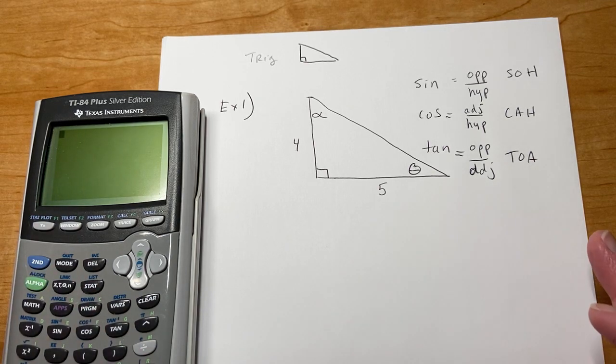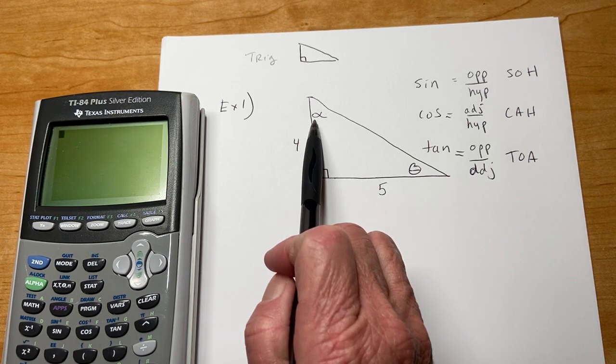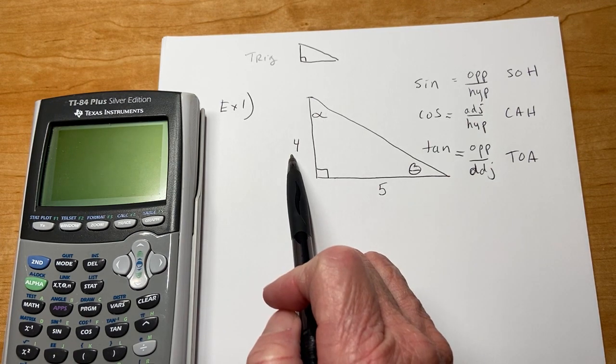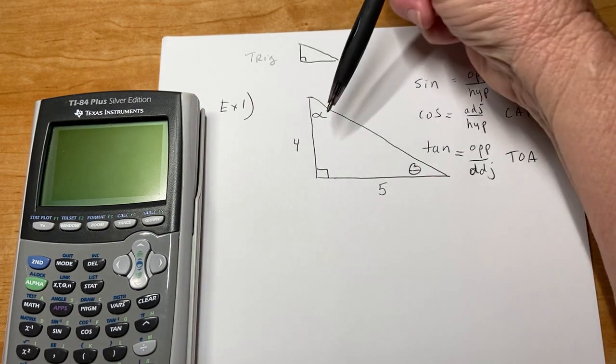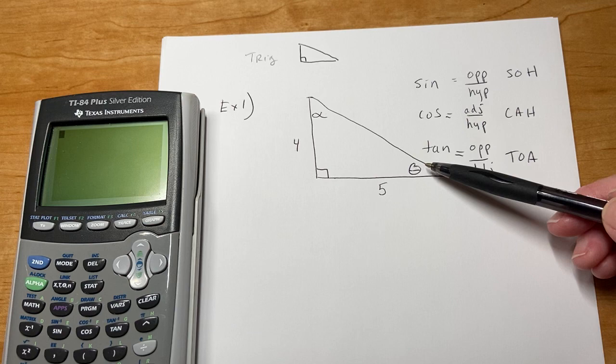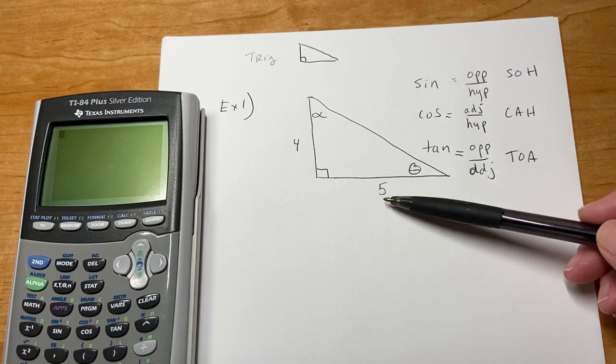So we're just going to do some basics, looking at the relationships. If I'm in this part of the triangle, 4 is adjacent, 5 is opposite, as if you went across. But that changes if I come over to the other angle, the other side. Opposite is now 4, adjacent is 5.